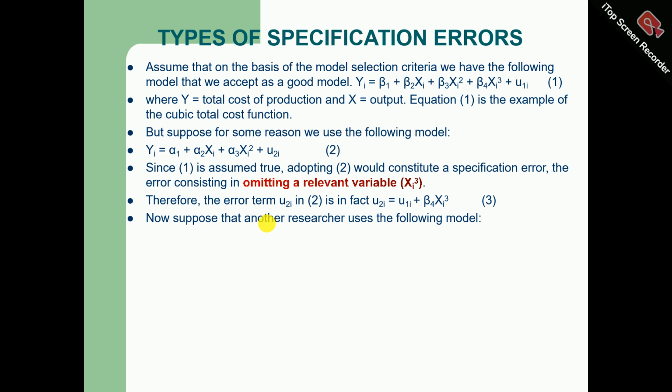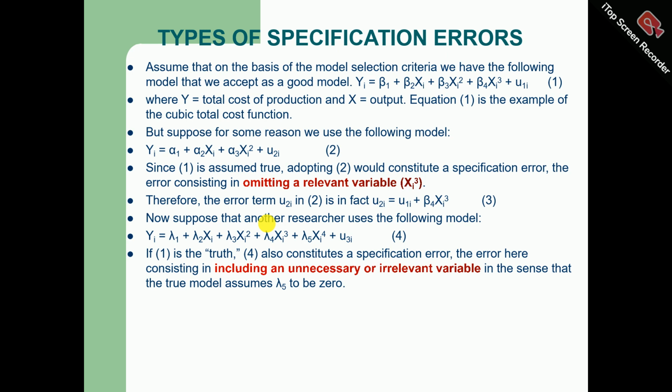Now suppose that another researcher uses another model, in which the highest power of the xi variable is 4 rather than 3. We know that if equation 1, the cubic total cost function, is true, but we use equation 4, then it also constitutes a specification error. This error is known as inclusion of an unnecessary or irrelevant variable, in the sense that in the true model lambda 5 is equal to 0.